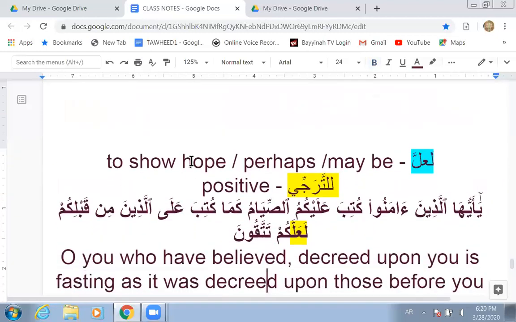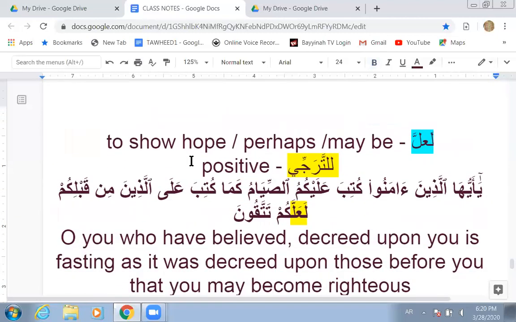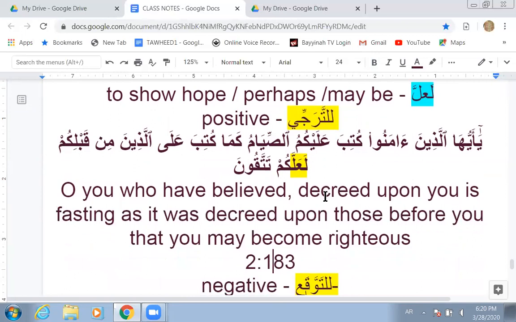Okay. And then the last one for it is la'alla. La'alla is used to show hope, and it is used in the meaning of hopefully, perhaps, or maybe. So first thing is it can be used in two meanings. Either it can be used in the positive meaning or it can be used in the negative meaning. When we use it to show some hope, which is positive, someone is hoping a positive thing, then it will be called lit tarjih.